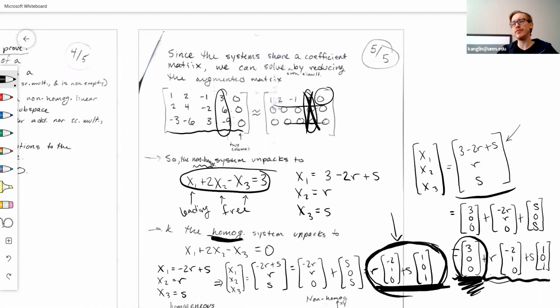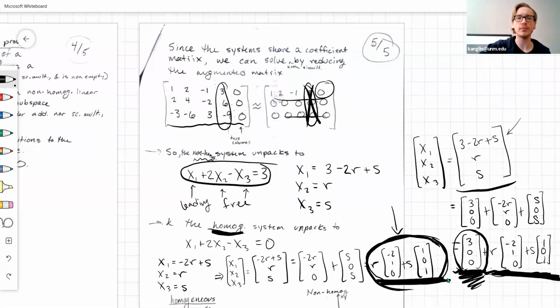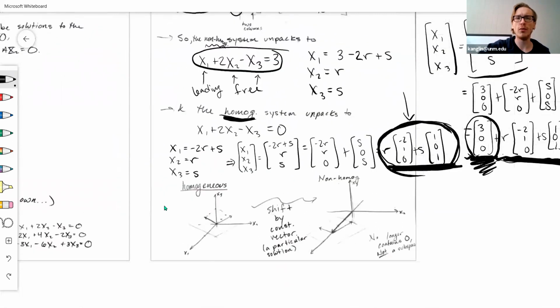You're first adding some vector 3, 0, 0, and then taking any linear combination of those same vectors. So visually, what's happening here? This is what I want us to see. I've revealed how I think about this in a picture where the homogeneous system is just this linear combination of these two fixed vectors, plugging in any value of R and S into this linear combination, adding the results back together will give you a solution to your homogeneous system.